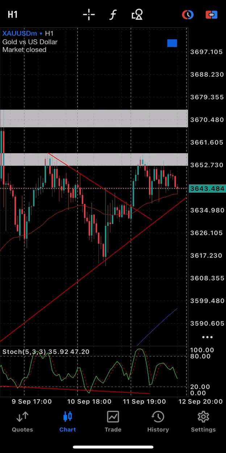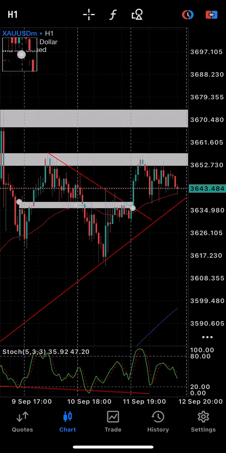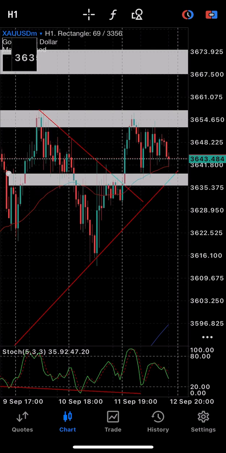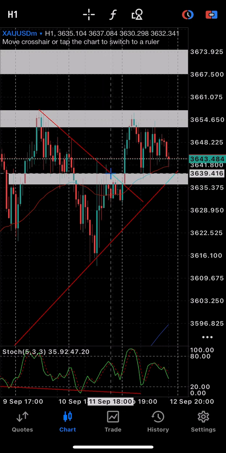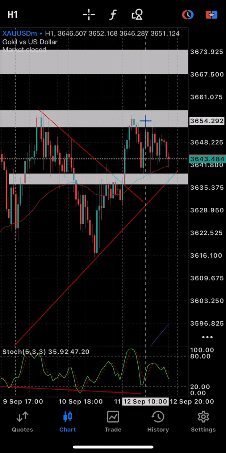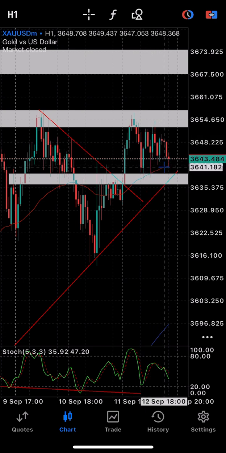Then we have a zone here. If you can see this zone clearly, we have a zone here which the market was reacting from. It broke, it came back to this zone, it sold again, and then it reacted back at this zone again. It has reacted 1, 2, 3 times.